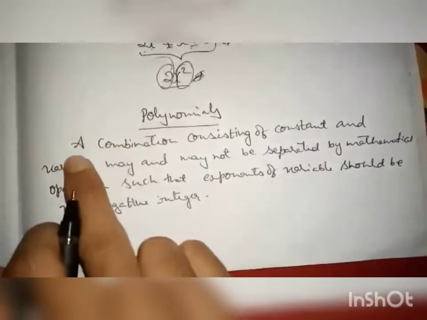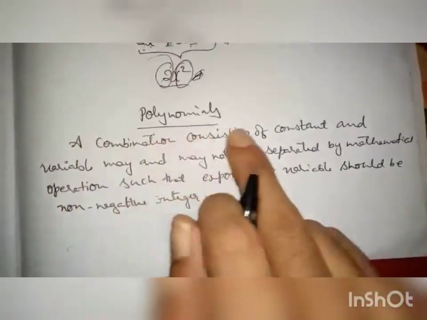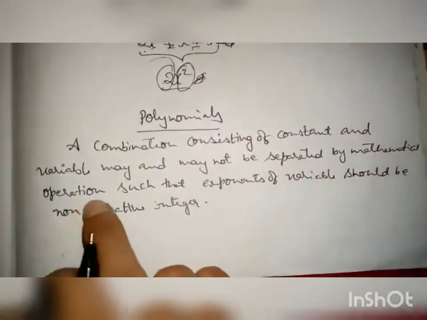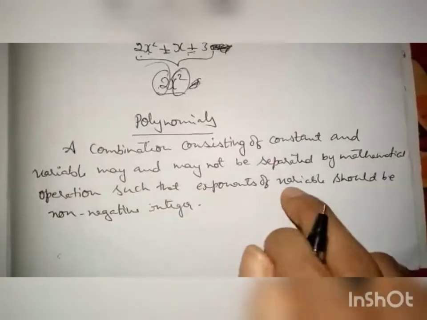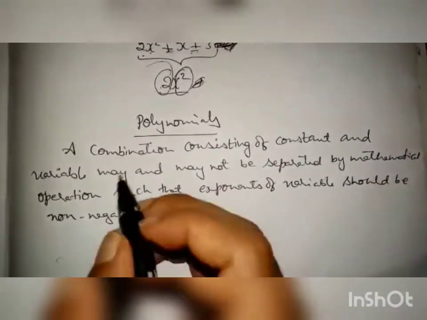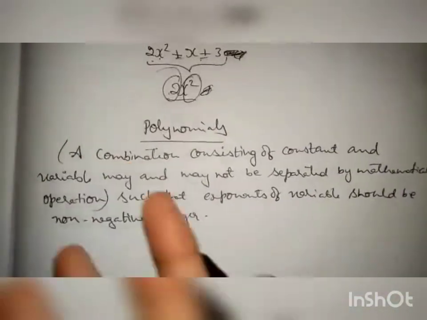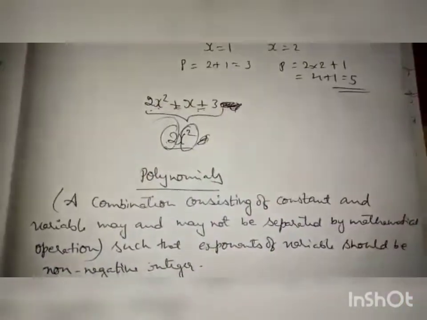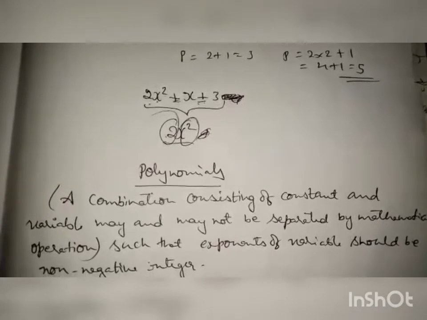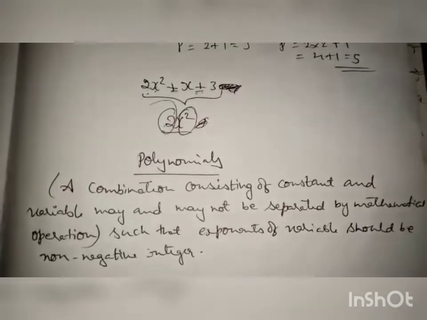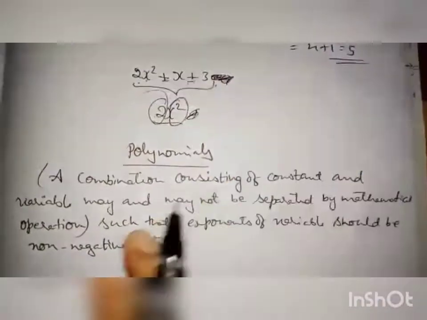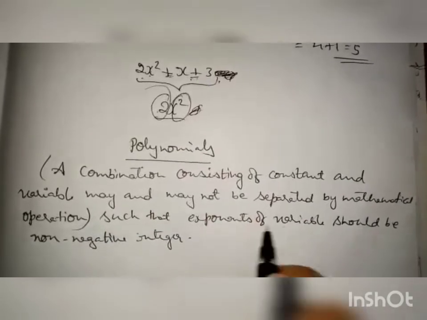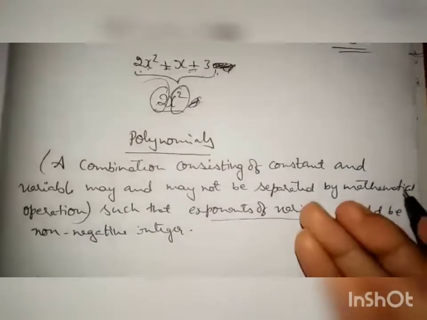That is, let me see, a combination consisting of constant and variable, may and may not be separated by mathematical operations, such that the exponents of variable should be non-negative integers. See, till here this becomes the definition of algebraic expression, right? I have told you that a mixture of constant, variable, and may or may not be separated by mathematical operations is an algebraic expression. In that, one more condition will be imposed for a polynomial, that is the exponents of the variable. Exponents means what? Powers, right?